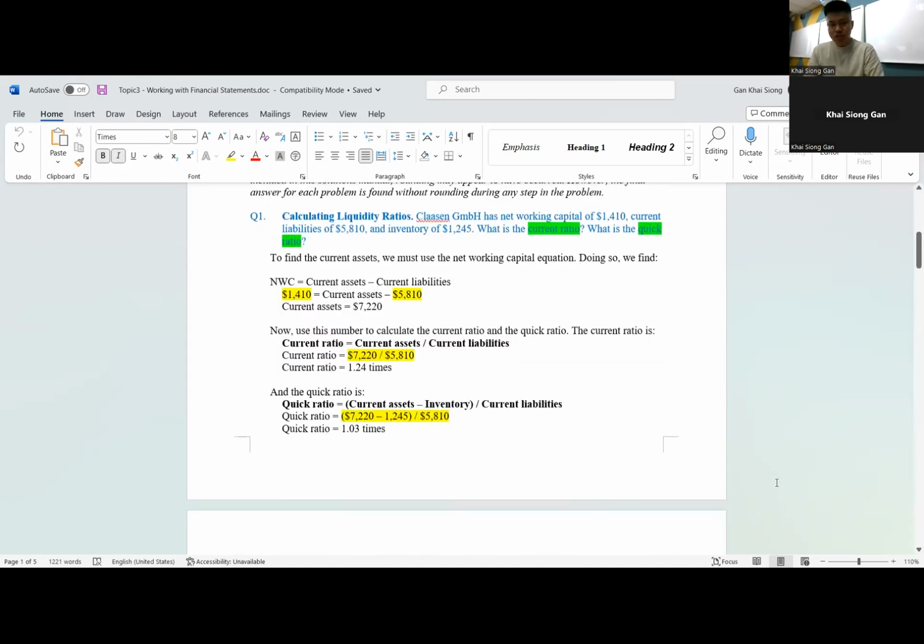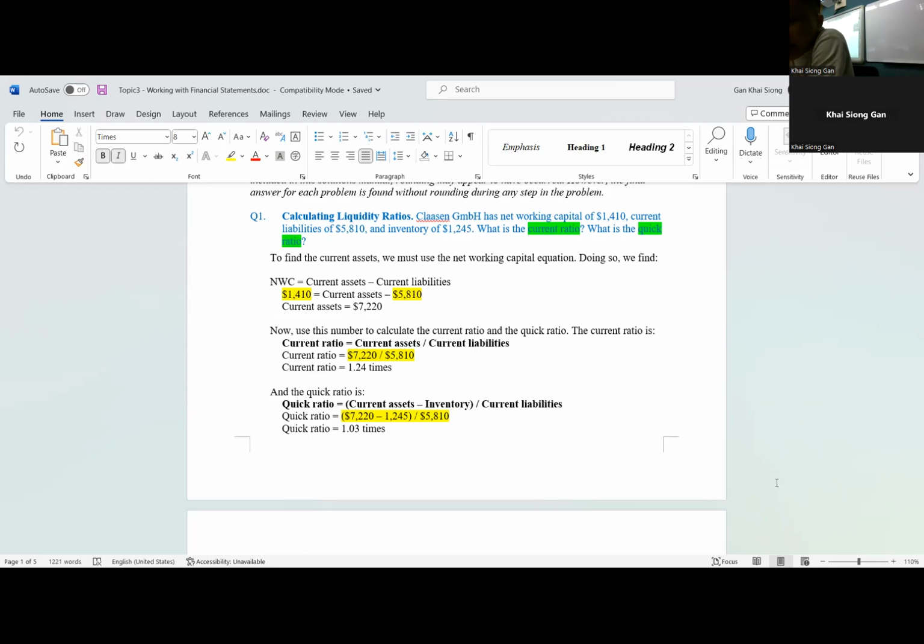Okay, let's have a look into calculation questions. First question: Clarkson GMB has net working capital of 1,110, current liabilities of 5,810, and inventory of 1,245. What is the current ratio and what is the quick ratio?